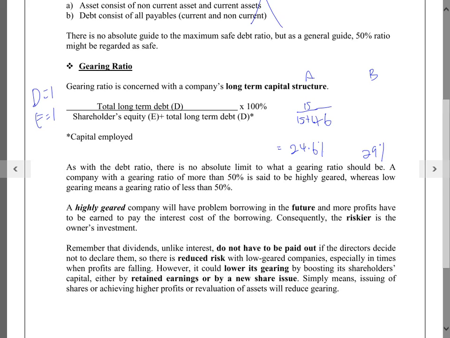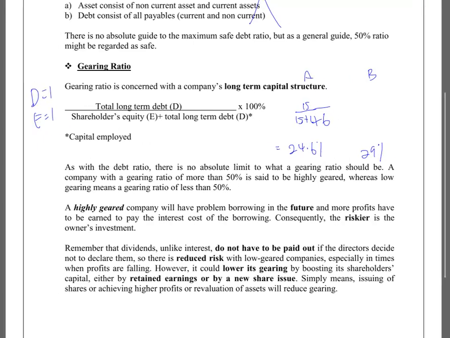So both companies have got low financial risk. Okay, but in terms of borrowing money in the future, which company has more ability to borrow in the future? A or B? A. Ability to borrow more in the future will be A because their ratio is still considered quite low, or lower than B. Alright, so that's how we interpret gearing.